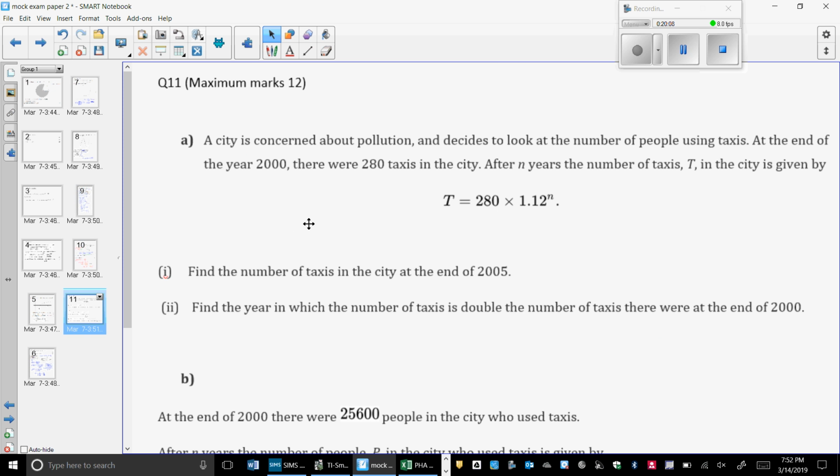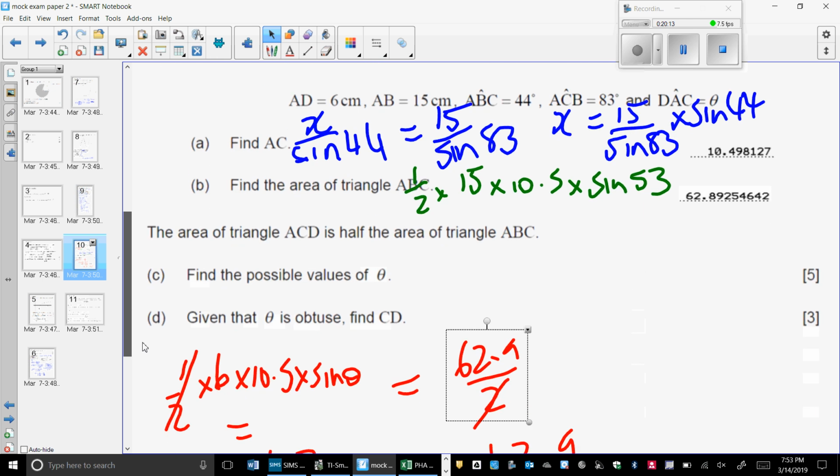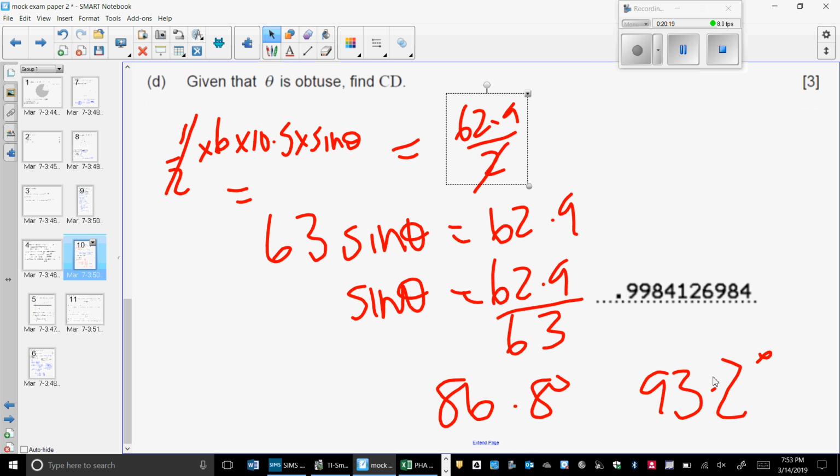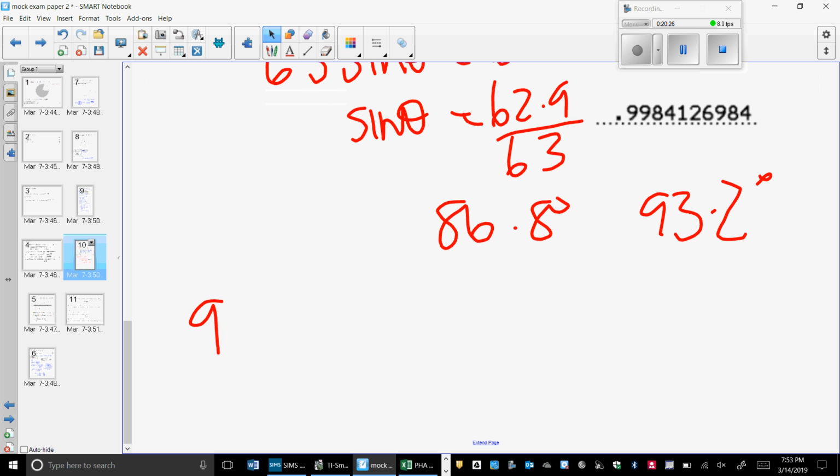Last one. Is it the last one? Just finish this question. Oh, no. Given that theta is obtuse, find C. So if it's an obtuse value, it's between 90 and 180. So we've got this value. And find what C?